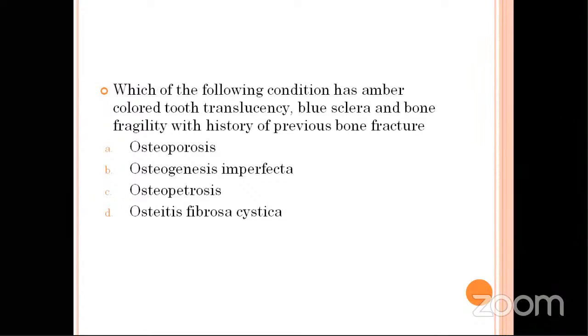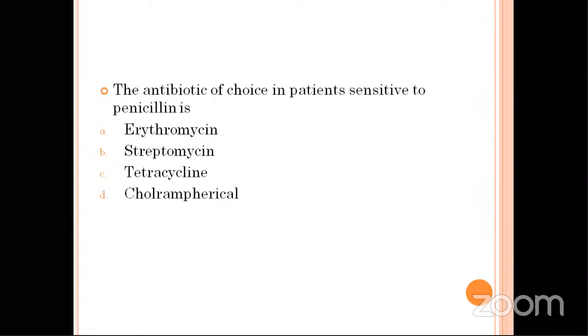Which of the following conditions has amber colored tooth translucency, blue sclera, and bone fragility? It is osteogenesis imperfecta. The antibiotic of choice in patients sensitive to penicillin: if there is penicillin allergy, what type of antibiotic will we give? It is erythromycin. There's no other choice.